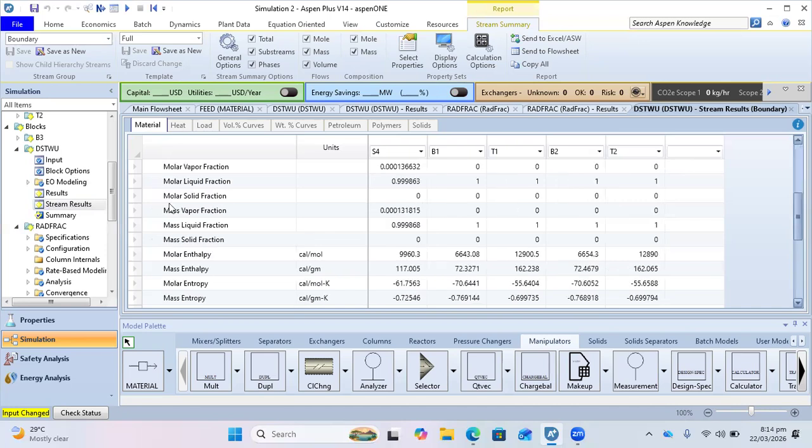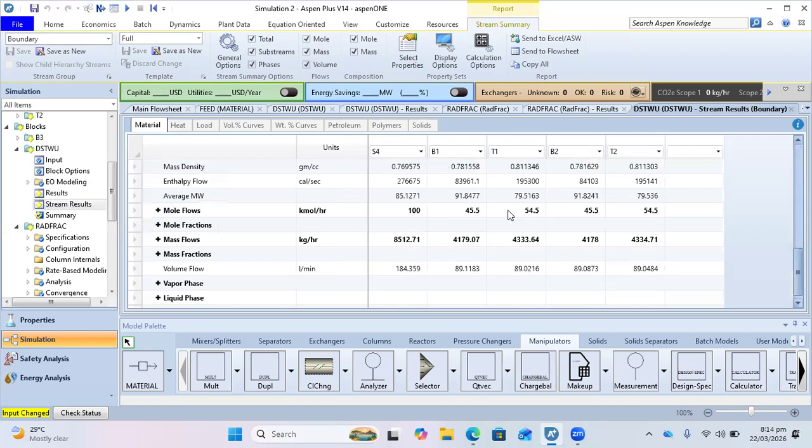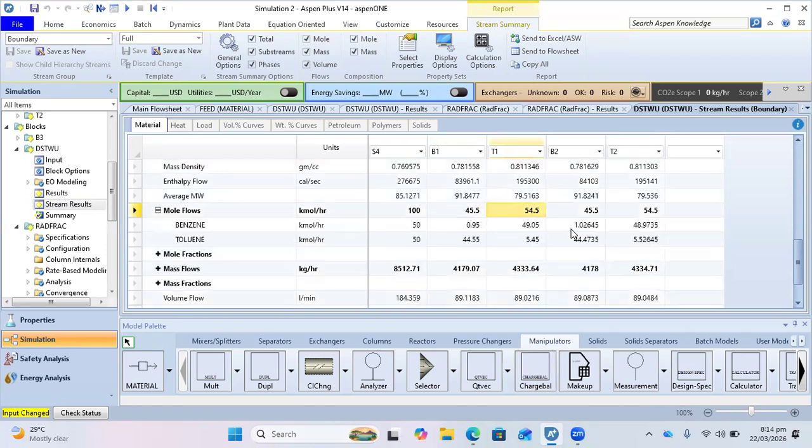So if we look at the mole flows, we see that we are getting the kind of separation we are looking for, right? Because we specified the distillate rate for the RADFRAC, and we were able to use that calculation in the DSTWU. So we'll get the same thing. So now let's compare the values.